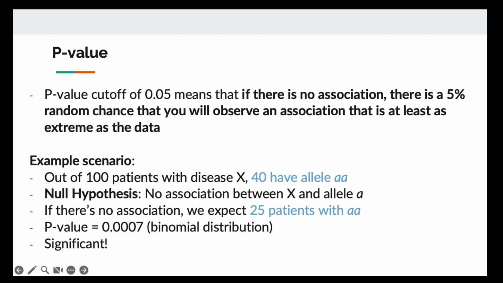Our null hypothesis: if there is no association between disease X and allele small a, then we expect 25% of the patients, or 25 patients, to have this allele. If there's no association, then you have a 25% chance of having double small a. We can calculate the p-value for this. We will talk about binomial distribution afterward, but we can get a p-value for this, and it looks significant.